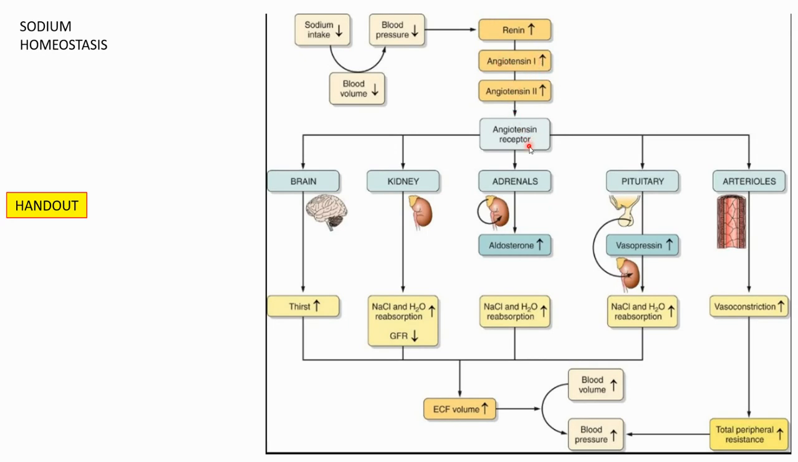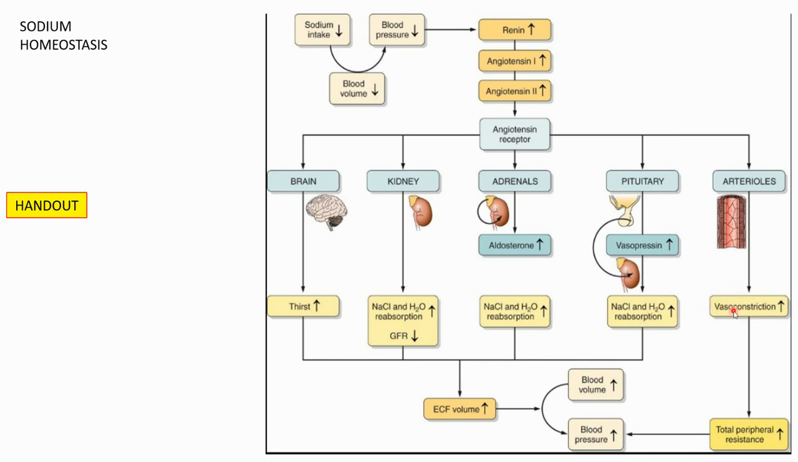Now, those angiotensin receptors for angiotensin 2 are going to be brain, kidneys, adrenals, pituitary gland, arterioles. That's going to cause an increase of thirst to try to get that blood volume up. Sodium chloride, salt, and water reabsorption. Sodium and water reabsorption from the kidneys. Pituitary gland is going to cause an increase of vasopressin, antidiuretic hormone being secreted, which again is going to cause an increase of sodium and water reabsorption back into the bloodstream.